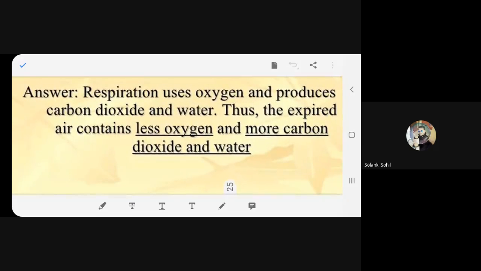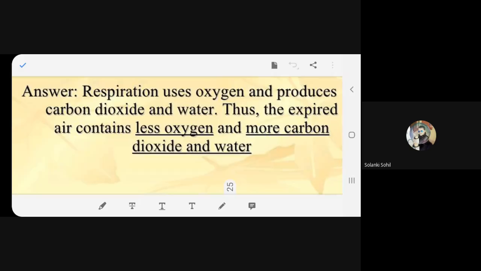Please read the answer. What's your name? Please carry on. Respiration uses oxygen and produces carbon dioxide and water. Thus, the expired air contains less oxygen and more carbon dioxide and water.